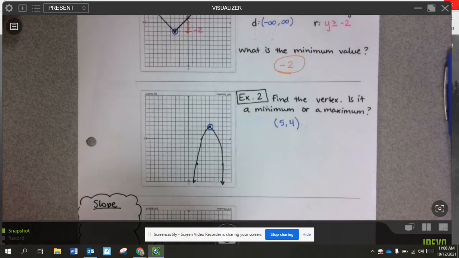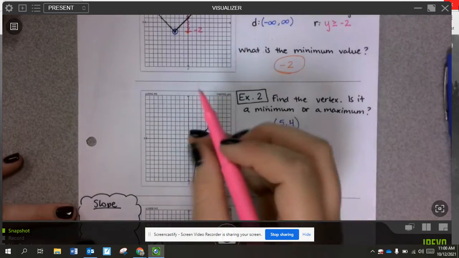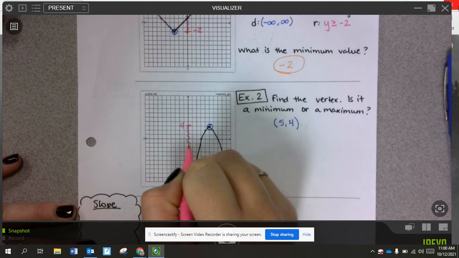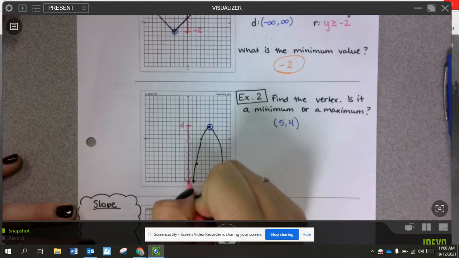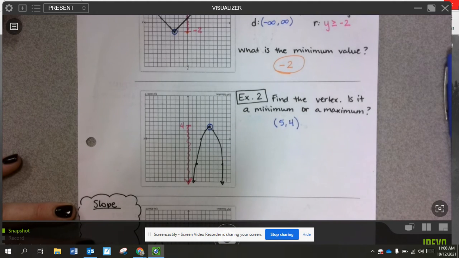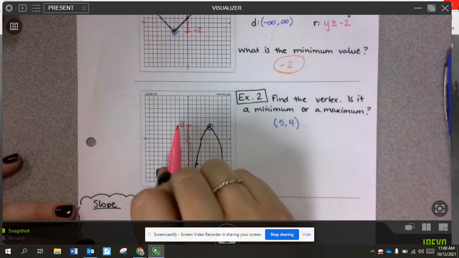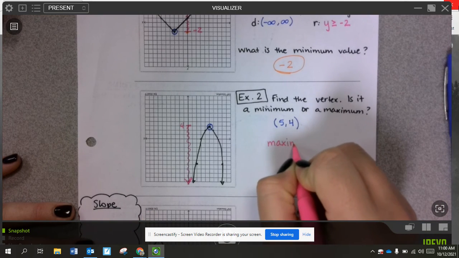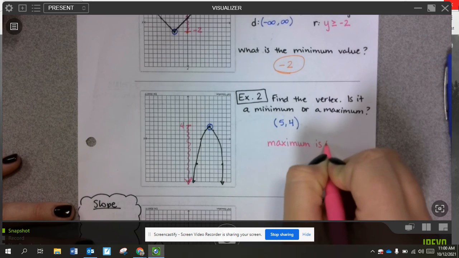Well, remember that's kind of a range question. Our range is right here and goes everything less than 4. So everything less than 4, that means our maximum value, the largest it could be, is 4.